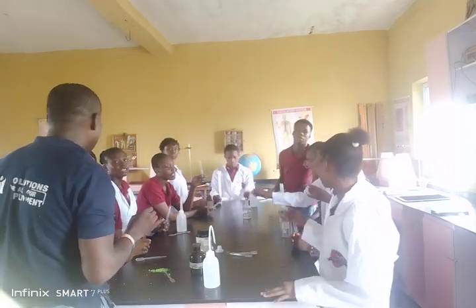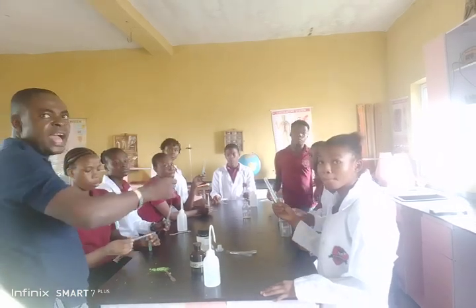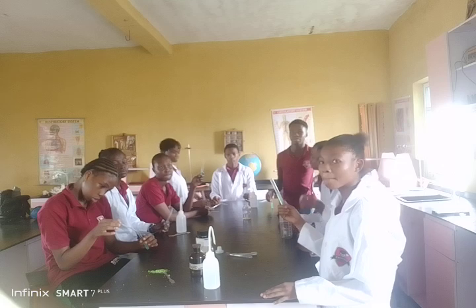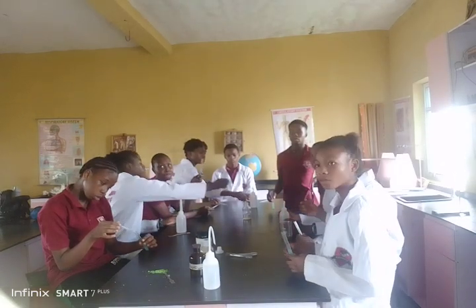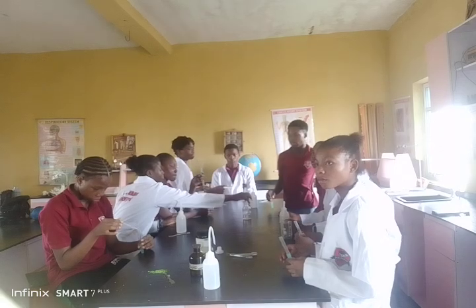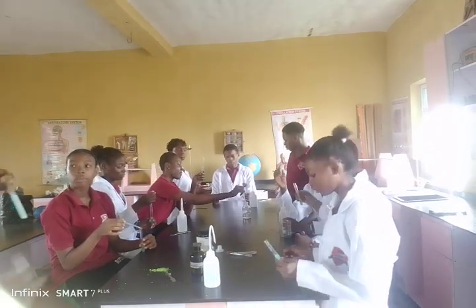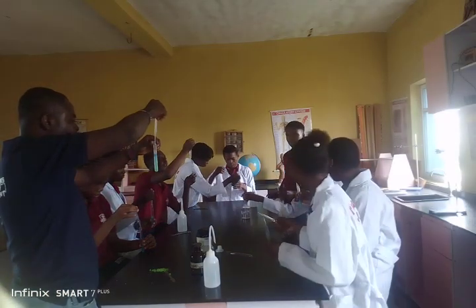Are we together now? So now the thing says add in drops and in excess. You have added in drops now. So in your observation here, you say what? Pale blue precipitate, that's what we have seen when we did it in drops. Now let's add in excess. Let's pour plenty. What did you see?